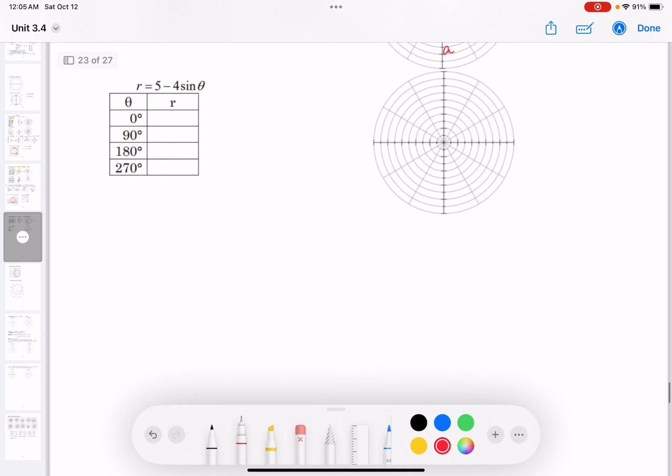Okay, let's see the next example. In this example, we can fill out the blanks in the table. So this is a sine. Theta is equal to 0: 5 minus 4 times 0 is equal to 5. At 90 degrees, 5 minus 4 times sine 90 degrees, which is 1, is 1. At 180 degrees, 5 minus 4 times sine 180 is 0, which is 5. And 5 minus 4 times sine 270, which is negative 1, so it is 9.